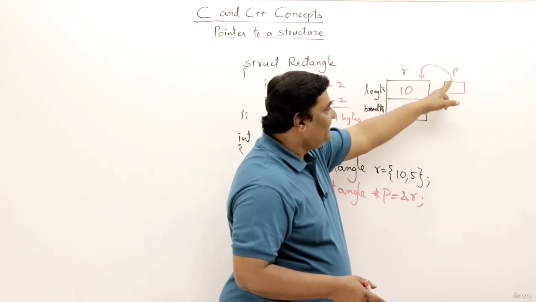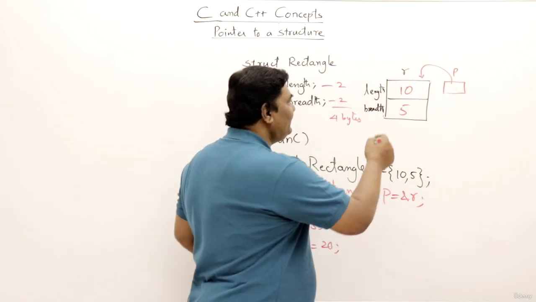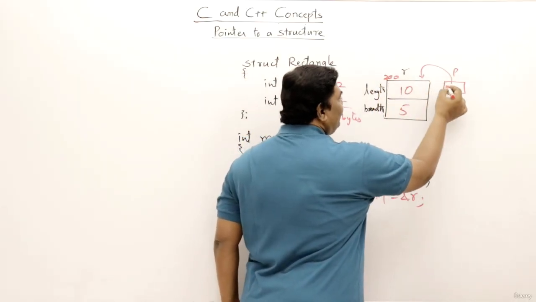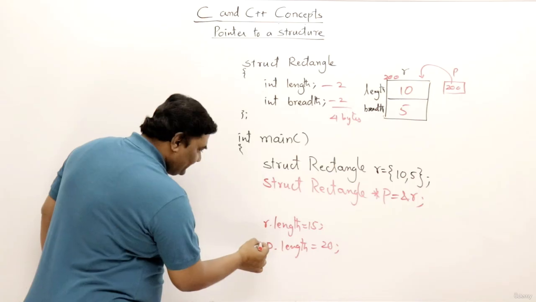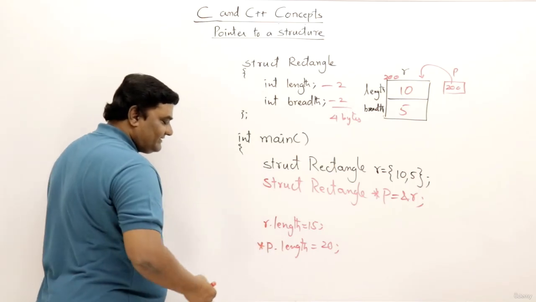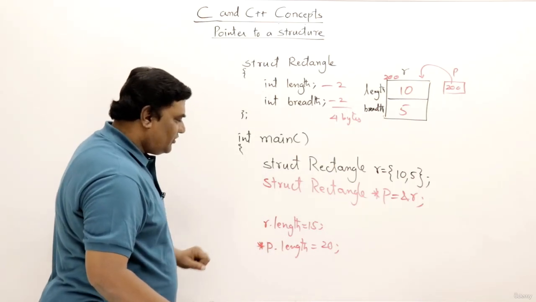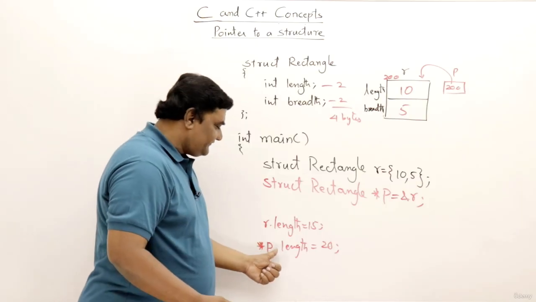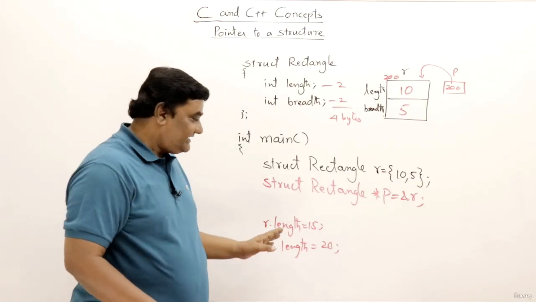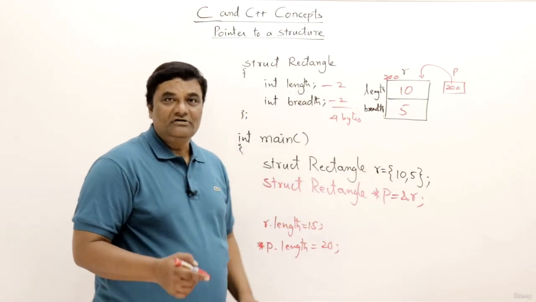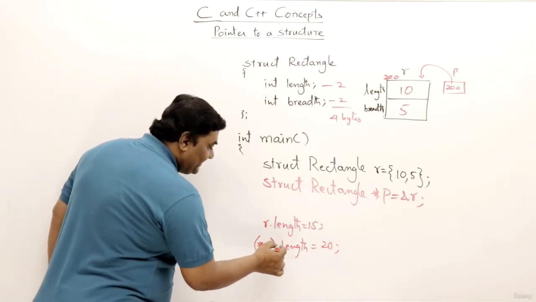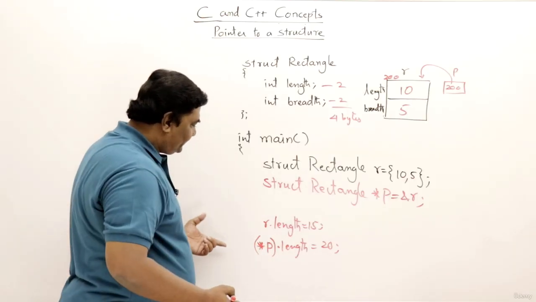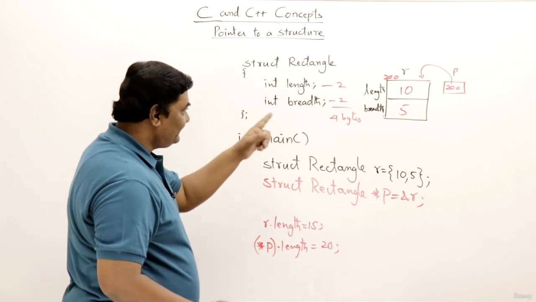So go to the place where the pointer is pointing. Suppose the starting address is 200, then go to address 200 and access data. So I should write asterisk. Okay, I wrote asterisk. But this is wrong because the higher precedence is for the dot operator. So first it will take it as p dot length. Again, it is wrong. So I should enclose this inside the bracket, then dot. Oh, so much I have to write for accessing that member.